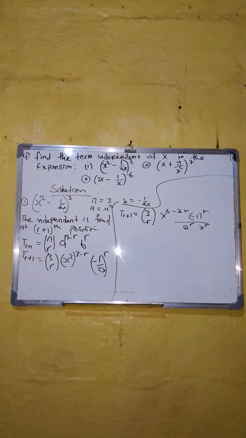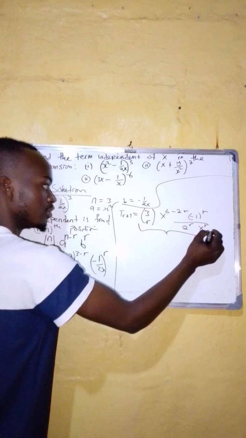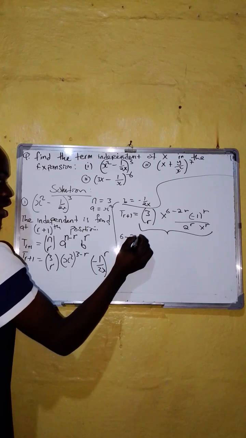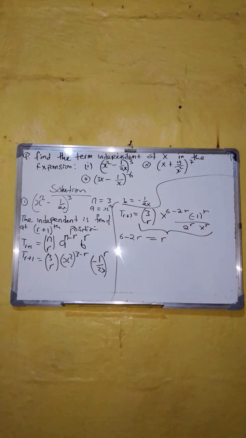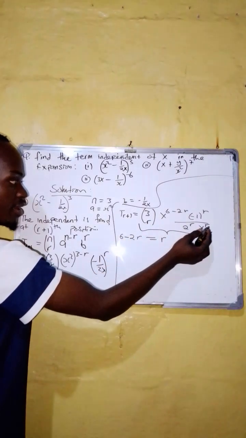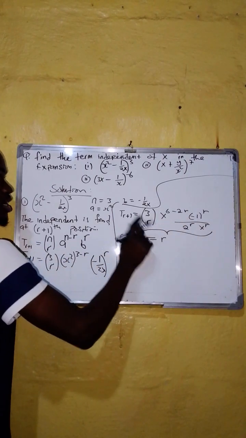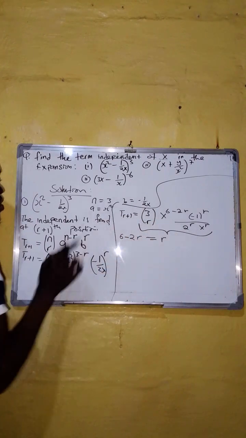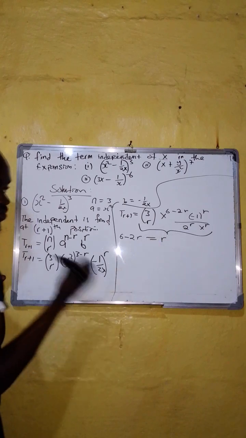But what did we say? For this to qualify to be the independent term, we are simply saying that x to the power 6 minus 2r should be equal to x to the power r. Why are we saying so? Because this x power should cancel out with this x power r. For this expression to be independent of x, it is a term where x does not exist, implying that the summation of all the powers of x should be equal to 0.